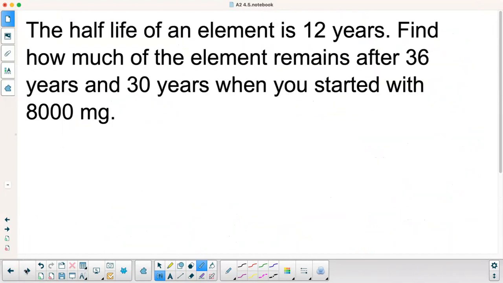All right, so the half-life of an element is 12 years. Find how much of the element remains after 36 years and 30 years when you started with 8,000. So 0 is at 8,000. So after 12 years, we're down to 4,000, half-life. So it's going to be cut in half. 24 years, we're down to 2,000. 36 years, we're down to 1,000. Okay, so 36 years is 1,000.